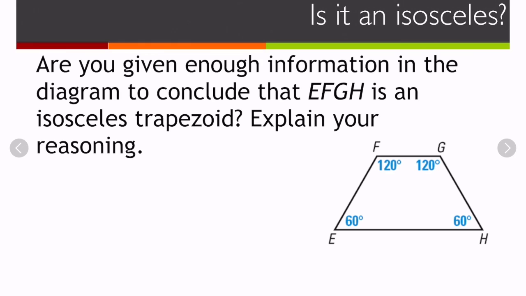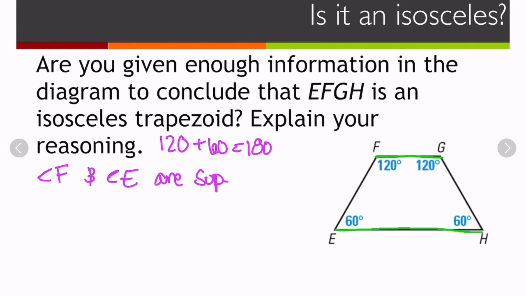Okay, are we given enough information in the diagram to conclude that EFGH is an isosceles trapezoid? Explain your reasoning. Well, the first thing that I notice is that if this were a trapezoid, FG and EH would need to be parallel. So our question is, are they parallel? Now, you have to think back to what you learned about parallel lines previously. It looks like angle F and angle E are supplementary. They add to 180, because 120 plus 60 equals 180. So angle F and angle E are supplementary, which means FG is parallel to EH.